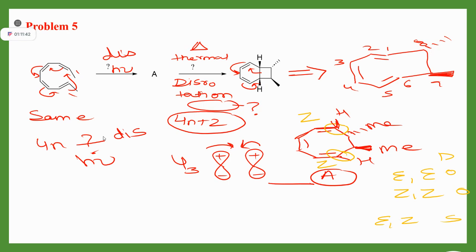You have to see that stereochemistry is going to remain the same. Under conrotation, same side substituents are going to remain the same. Under this rotation, if they are on the same side in the starting material, they will be trans in the product. Okay.